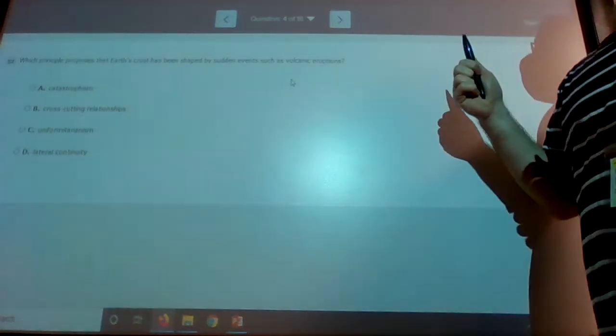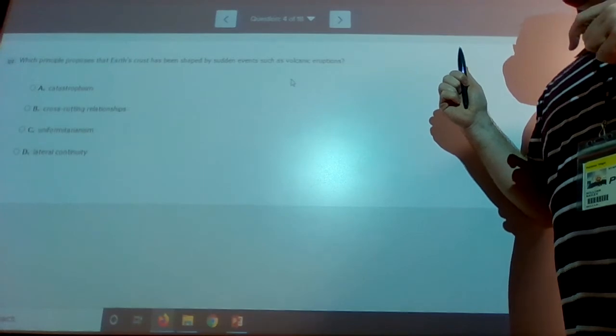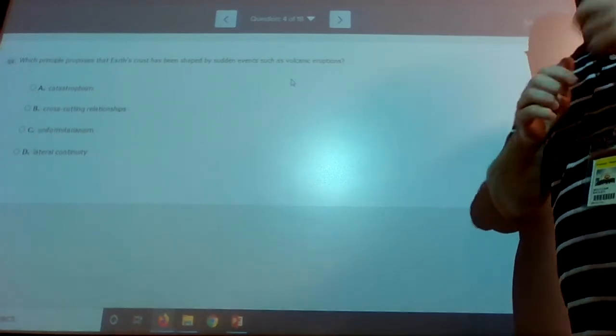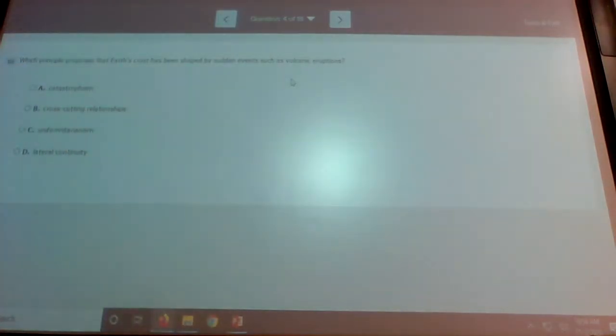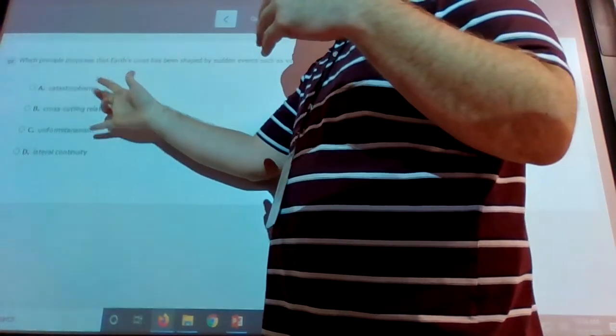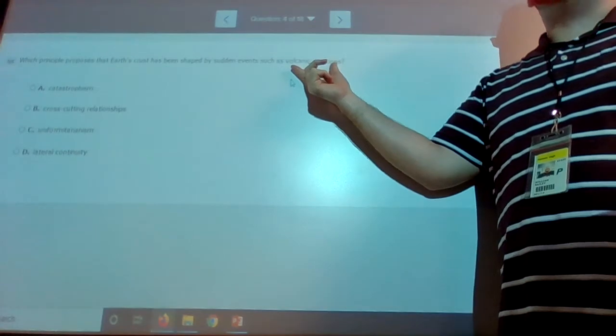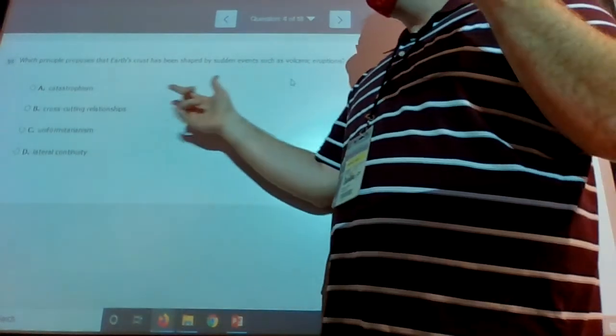All right. Which principle proposes that the Earth's crust has been shaped by sudden events such as volcanic eruptions? There's only 2 ones, and this you could look up, but I just want to go over it. It's right at the beginning of the relative dating section. They have 2 competing ideas of thought: catastrophism and uniformitarianism. What is a volcanic eruption probably going to fall under?